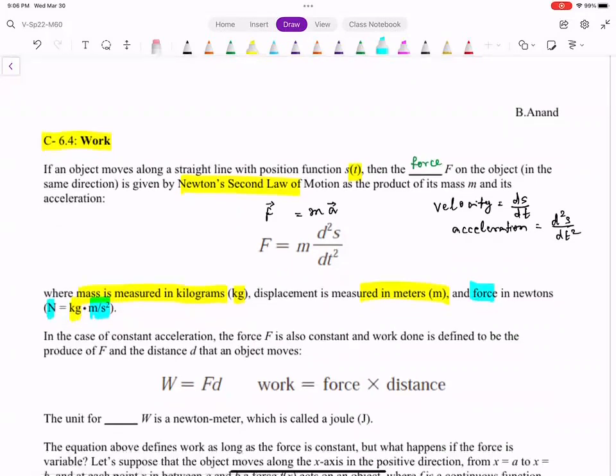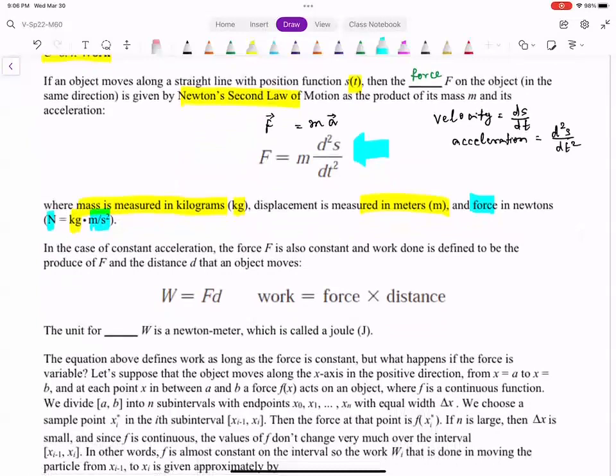In the case of constant acceleration, the force F is also constant, because if d squared s by dt squared was constant in this relation, then obviously F will also be constant. And the work done is defined to be the product of F and the distance d that the object moves. So W for work is equal to force times the distance. Work equal to force times distance.